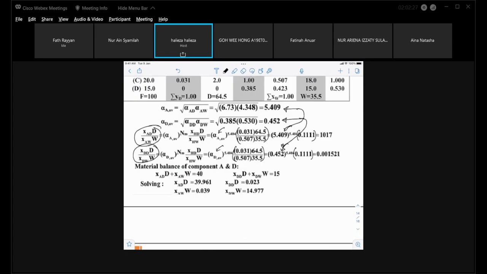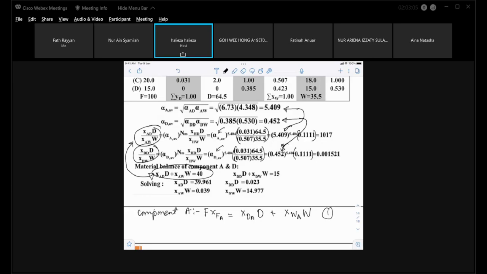So you know by material balance, if you're looking at component A only, material balance of component A only, you have F times XF for component A equals X of D, component A, times D, plus X of component A in the bottom product. So that is your first equation. So this is that part of it. And you're going to solve it simultaneously, the two of them.